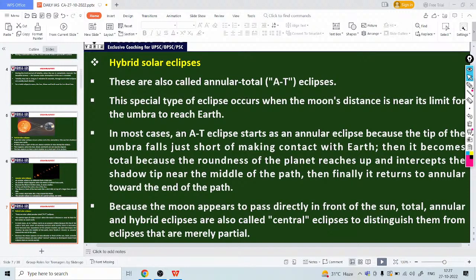Because the moon appears to pass directly in front of the sun, total, annular, and hybrid eclipses are also called central eclipses to distinguish them from eclipses that are merely partial. Fine. So these are the different types of eclipse. Okay. And their projection.